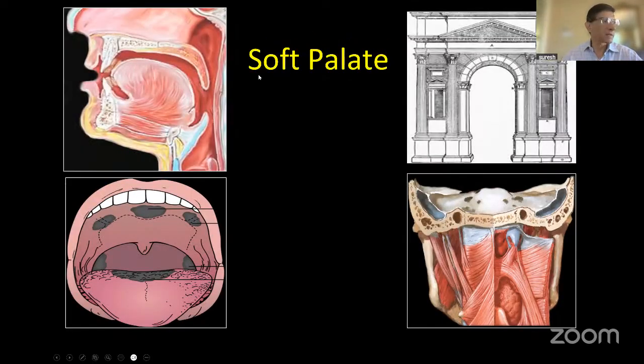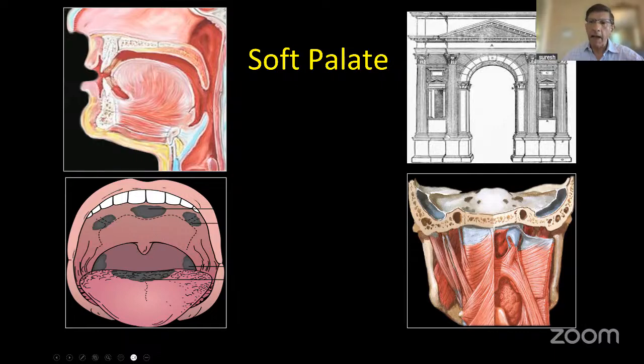When we talk about the soft palate, we know that this is an area of soft tissue that extends posteriorly to the hard palate. The hard palate, as we'll see later, is in the oral cavity, but the soft palate is located in the oropharynx. So when we look at the soft palate, this is that area of the soft palate. This is the tip of the uvula.